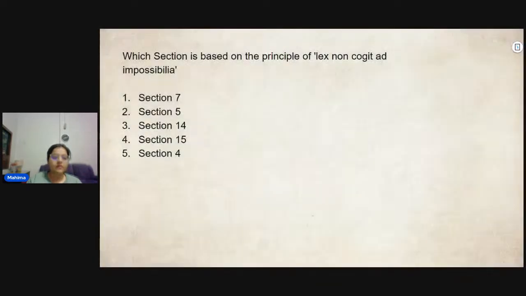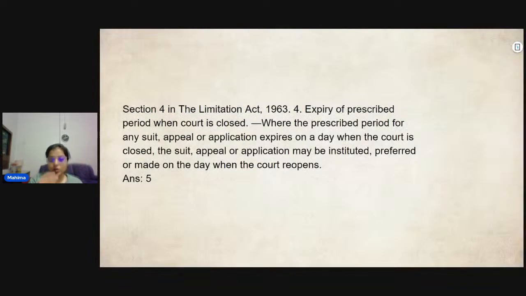Which section is based on the principle of lex non cogit ad impossibilia? Come on: section 7, section 5, section 14, section 15, section 4. Okay, everyone is saying option number, okay, one is saying option number 5. Lakshita is, hi Nikunj. Divya is saying option number 5. It is section 4. Yes, it is section 4 and it is option number 5.